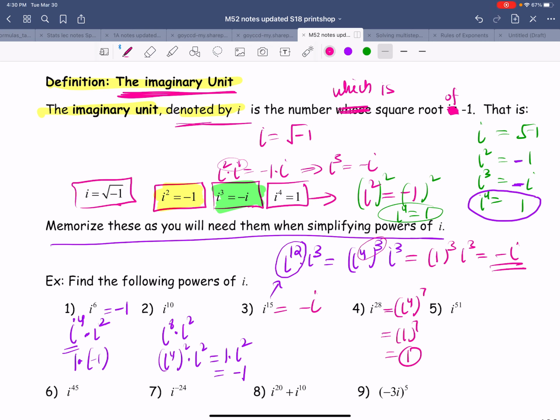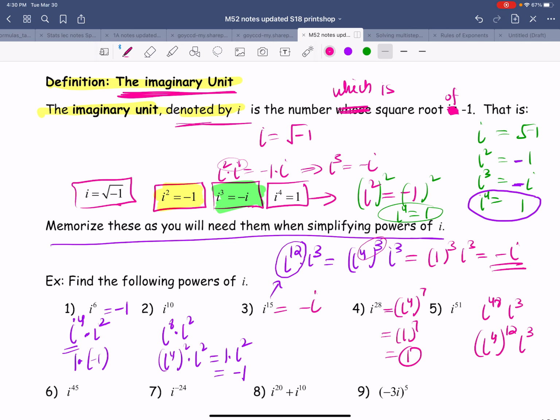i to the 51st power. Again, my goal is to break it to have a multiple of 4 in there, because that's going to be really, really helpful to me. I already know that i to the 4th power is 1. So I'm trying to use that fact to make my life easy.